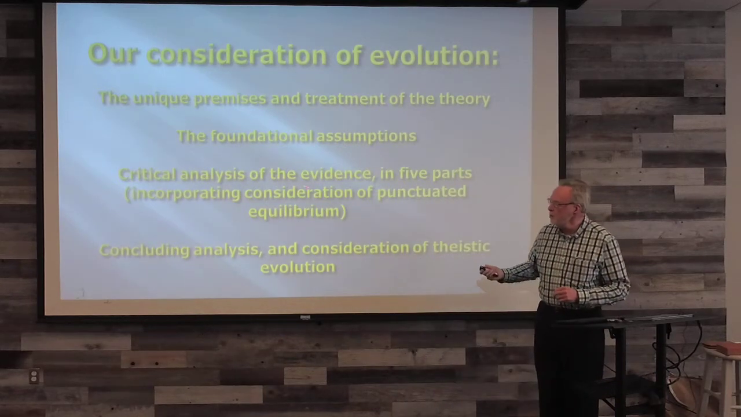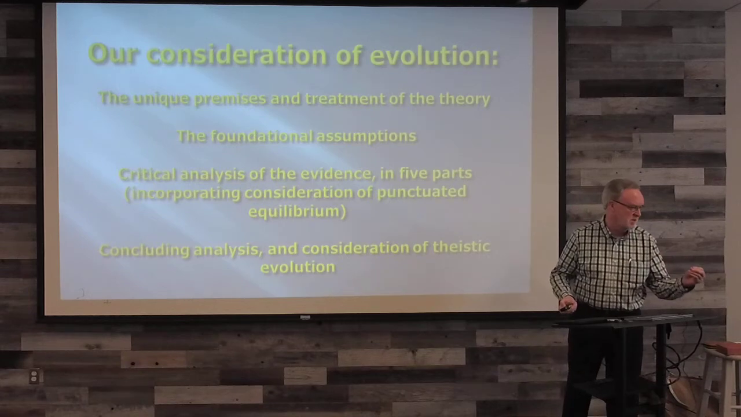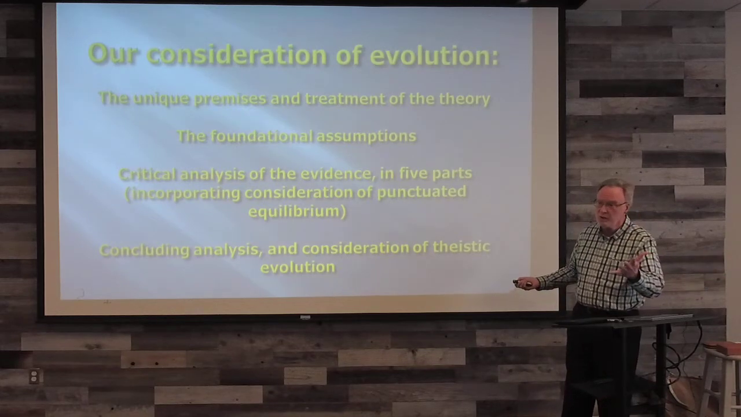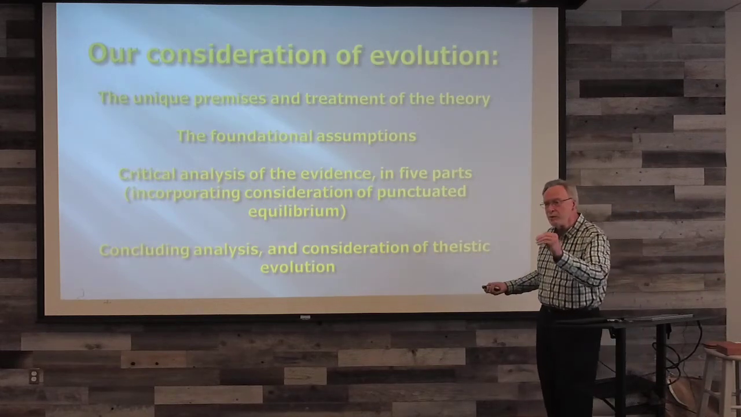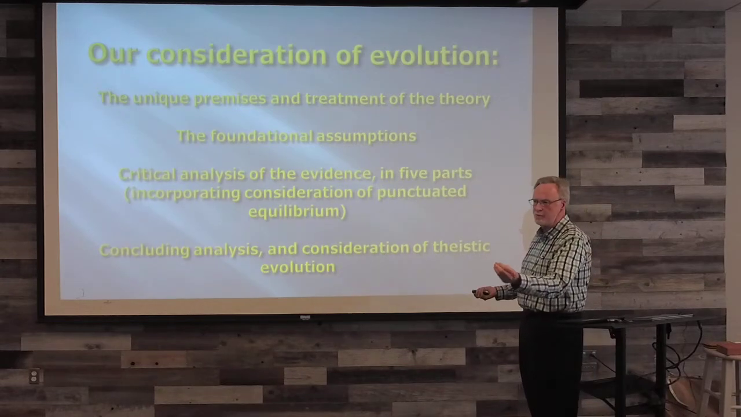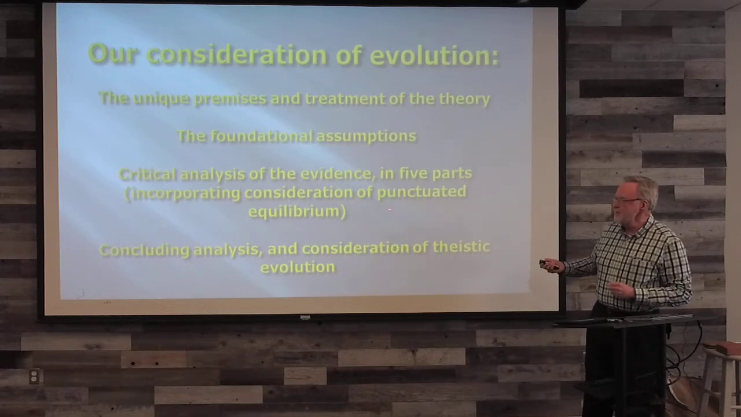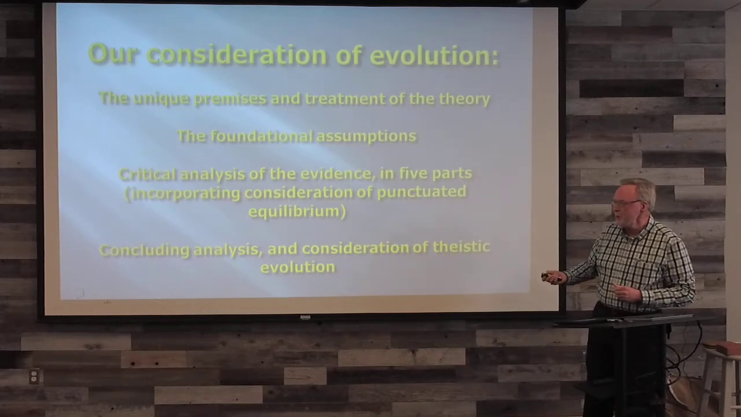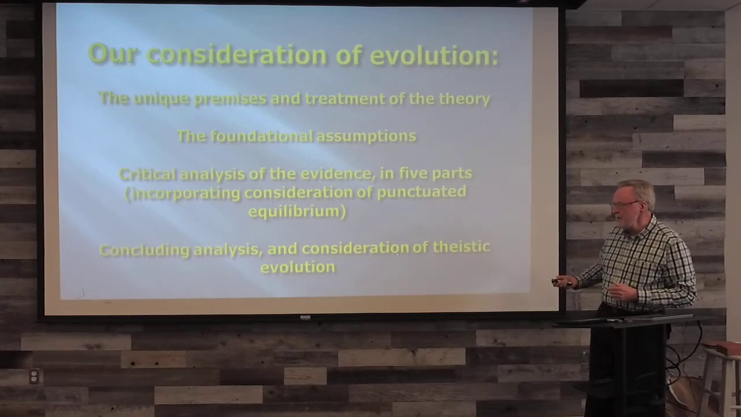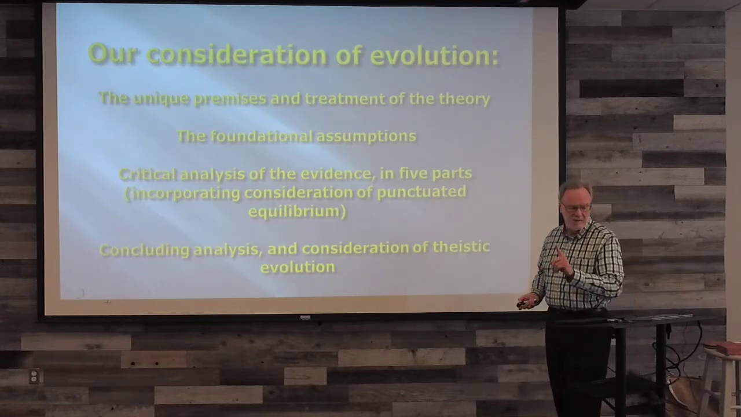All right, then critical analysis of the evidence, because that's what it really ought to come down to. If we can't directly test it, at least what can we observe? That's where it really ought to come down to. And that's going to include that idea set of punctuated equilibrium. And then we'll try to put some analysis together and give some consideration to the idea of theistic evolution.